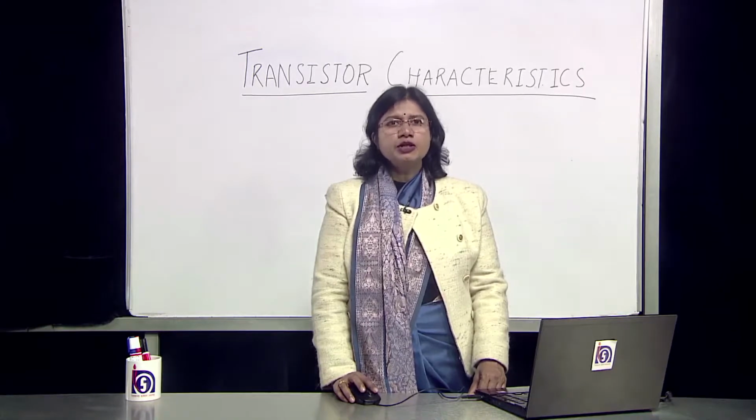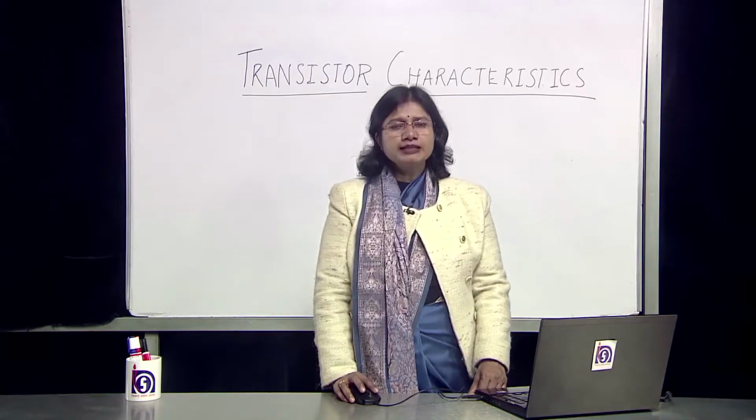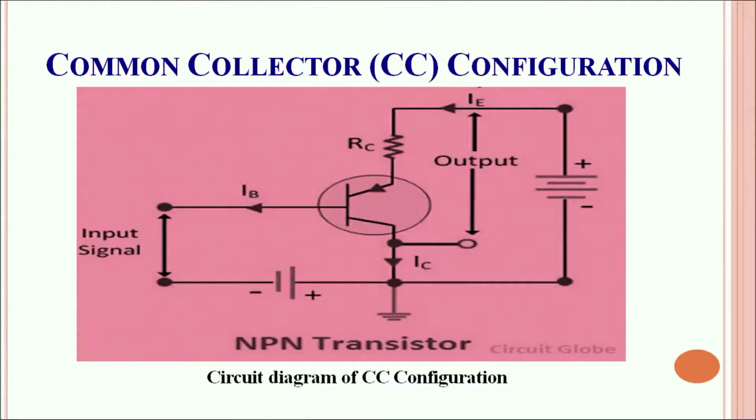So, rarely we use common collector configuration, but it is suited for all kinds of impedance matching done in various devices. Let's have a quick look at the circuit diagram. This is the circuit diagram of the common collector configuration. Looking at the circuit diagram, what we realize is that the input circuit has the base and the collector arranged in the forward bias, while the output circuit has the collector and the emitter arranged in the reverse bias.